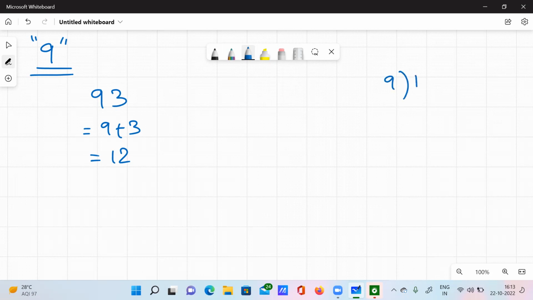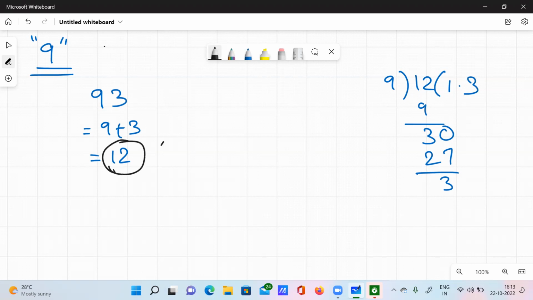No, you can't divide. Why? Because see here, 9 ones are 9, and 3 here, 9 threes are 27. So it's not getting divisible by 9. So you can definitely say that this particular number is not divisible by 9. Hence you can say 93 is also not divisible by 9.